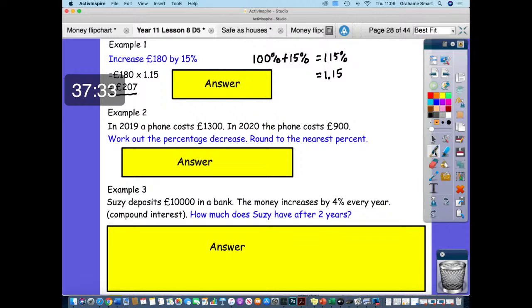I just wanted you to understand where that 1.15 had come from in my working out. It hadn't just randomly been made up. That's where it's come from.